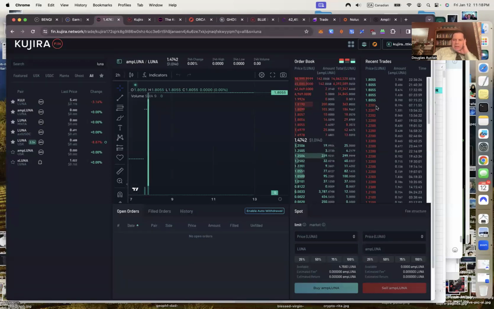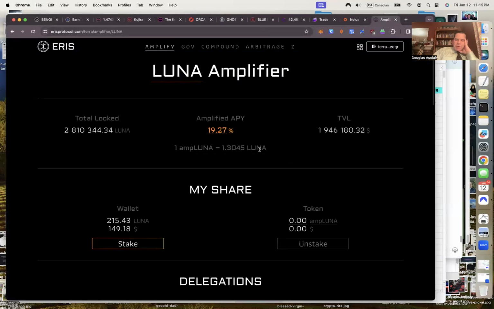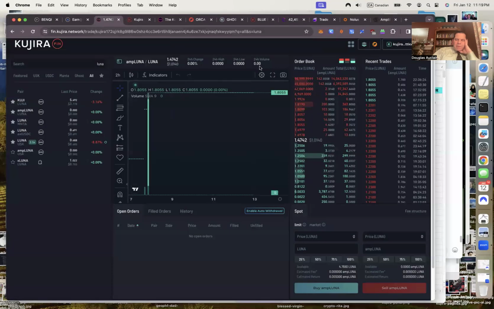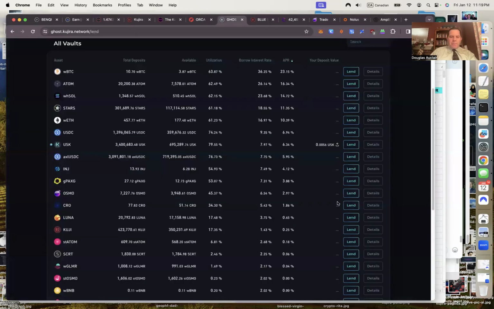You see that the last bid was 1.22, which is good, as opposed to the current price, which is 1.30. But also in the last 24 hours, there's been no movement on this board. So I'll just bank the Luna.